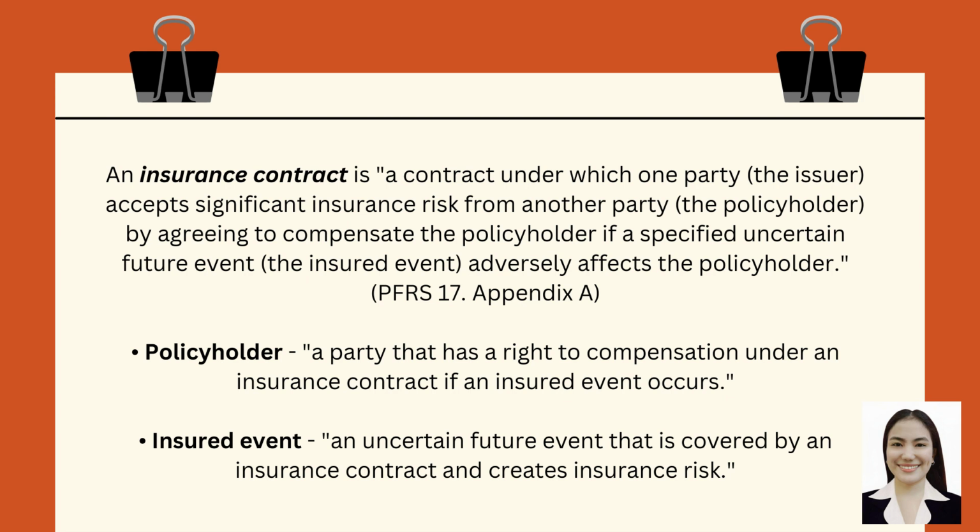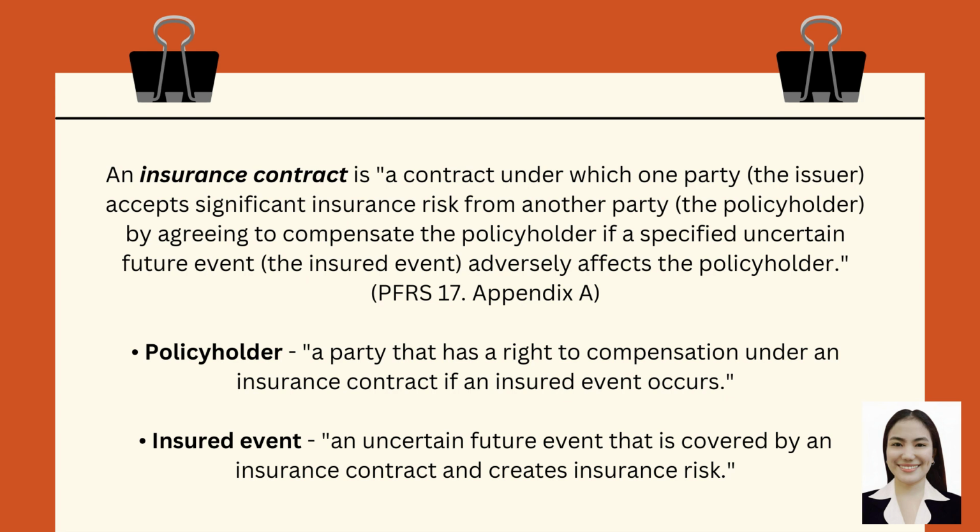So, nandiyan na rin, policyholder meaning a party that has a right to compensation under an insurance contract if an insured event occurs. An insured event meaning an uncertain future event that is covered by an insurance contract and creates insurance risk. For the next one, we have here the essential elements in the definition of an insurance contract. So first, we have the transfer of significant insurance risk.